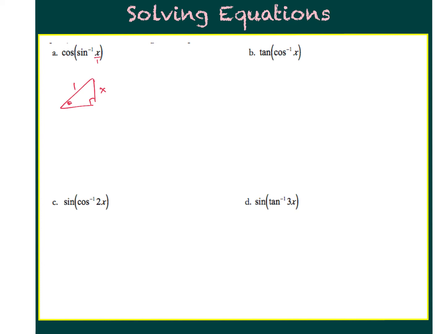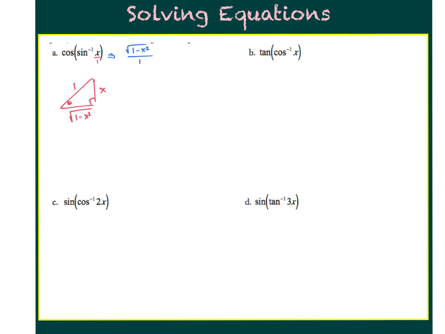All right. And so then what's my other side? Square root of what? My hypotenuse squared, which is 1, minus my other side squared, which is x squared. All right. So now that I have that triangle, what do I need to evaluate? The cosine of it. So the cosine of it is square root of 1 minus x squared over 1, which normally we don't need to put the 1.